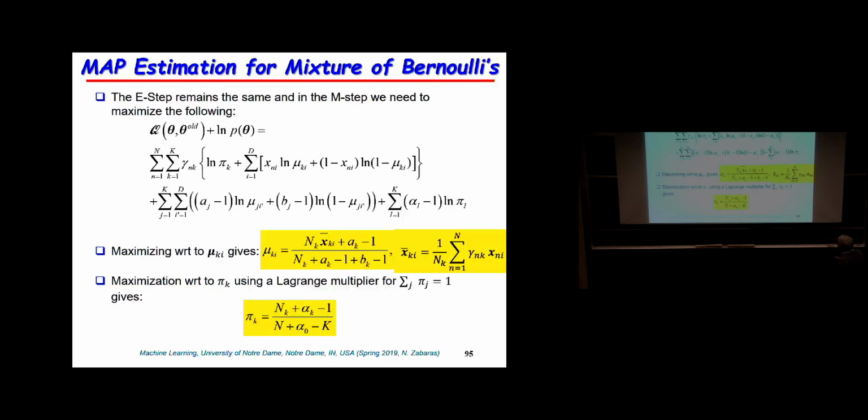Because I see here i prime from 1 to D. You remember the parameters were the centers for each cluster. And what's the conjugate distribution for the centers? What distribution, the log of what distribution, is here? You remember the beta distribution is theta to the power alpha minus 1, 1 minus theta to the power beta minus 1. So this is the log of the beta distribution. And this is the log for the mixing coefficients pi, the log of the Dirichlet distribution.